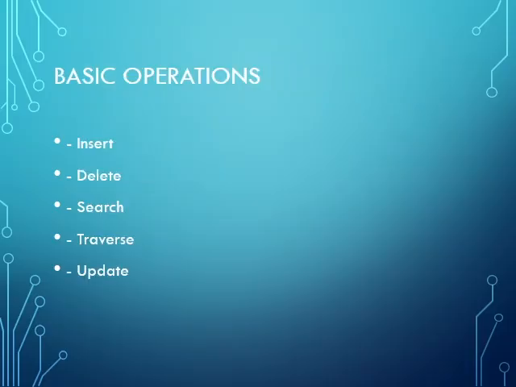Okay, then basic operations. No matter which data structure we use, there are some common operations: insertion, deletion, searching, traversing, and updating. Different data structures handle these operations at different speeds, and that's why choosing the right one is important.